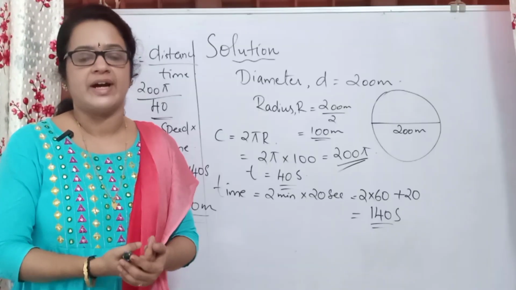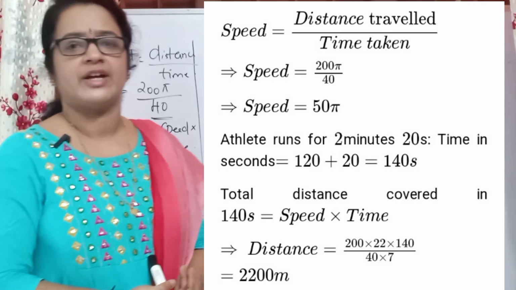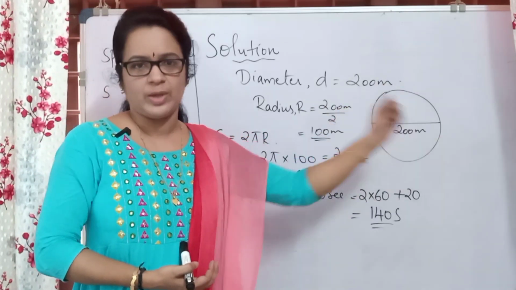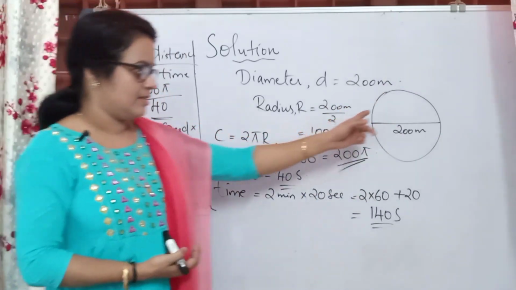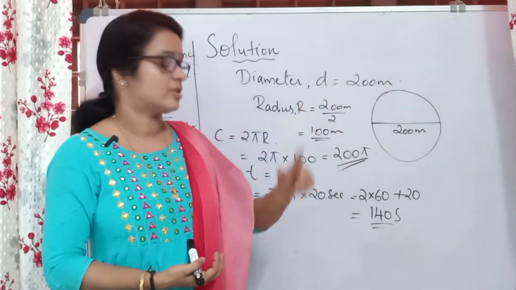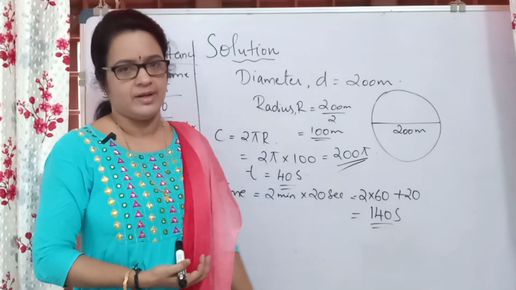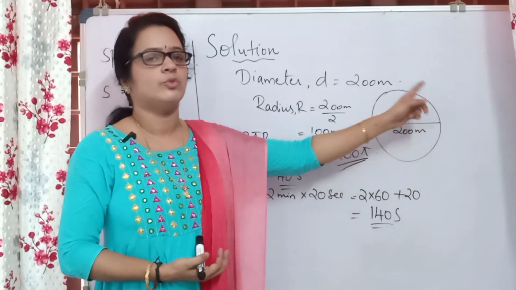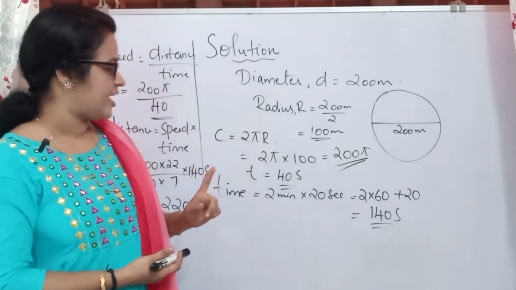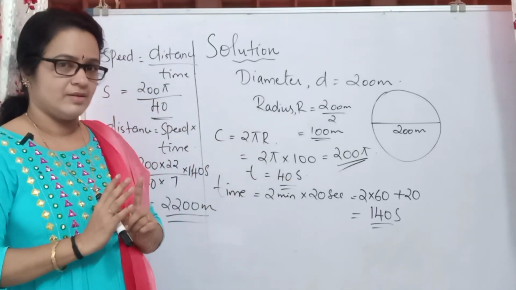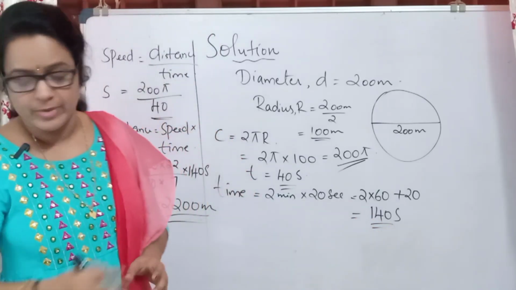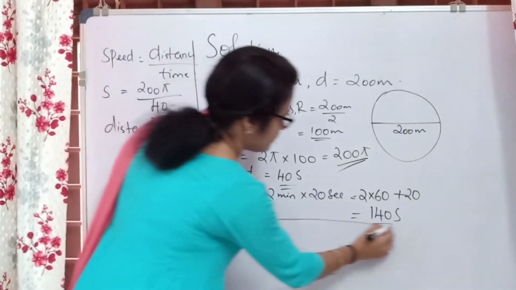Clear? Now we have to find the total displacement. How can we find it? The total distance means the actual path traveled. But here the athlete takes 40 seconds to complete one circle and 140 seconds to complete the motion. So we can find how many times he will rotate. For one rotation he takes 40 seconds, so how many rotations will he do within 140 seconds?